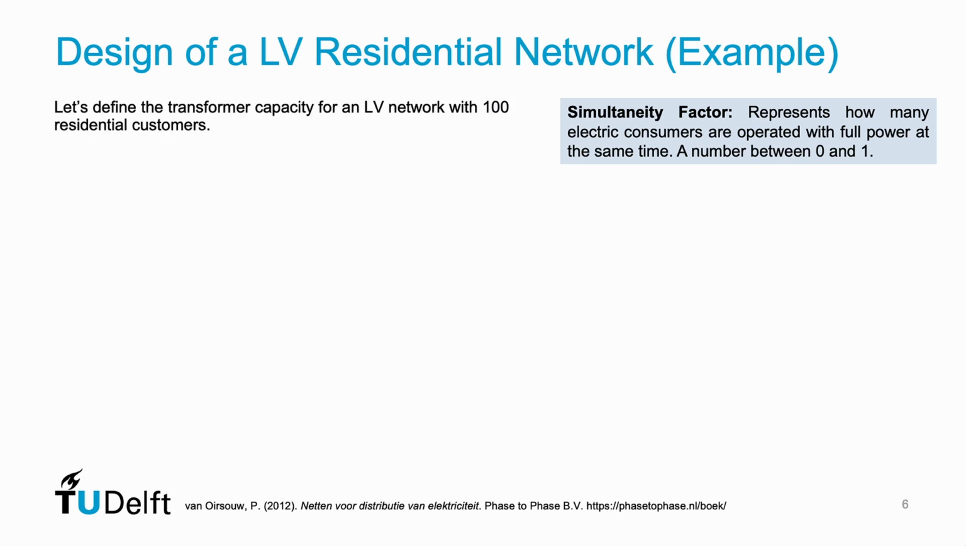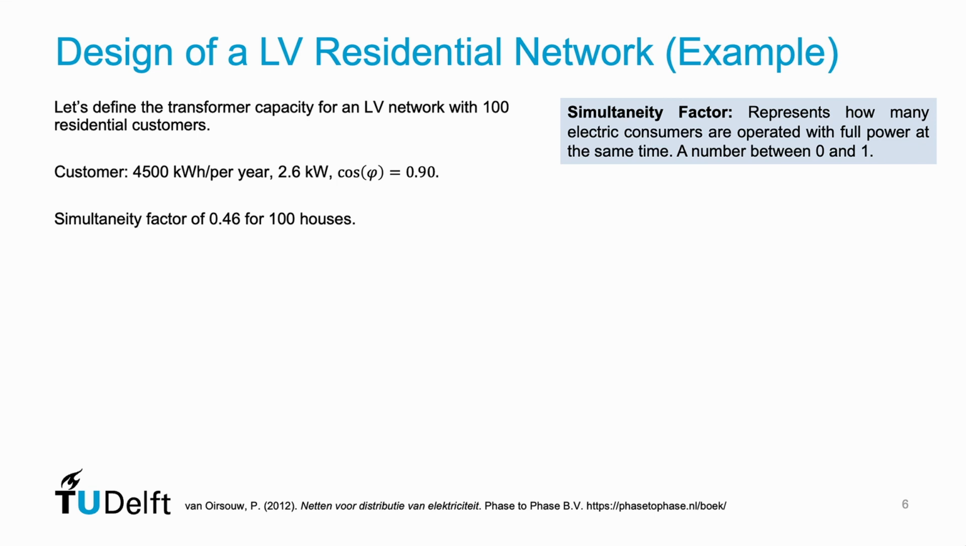Let's define the transformer capacity for a low-voltage network with 100 residential customers. Let's assume that each customer uses 4,500 kWh per year, and we assume a peak power of 2.6 kilowatts and a power factor of 0.90. Let's also assume a simultaneity factor of 0.46 for 100 houses. Finally, as a design criteria, let's assume that the demand increases 1% annually and that we are planning for the next 30 years and include a 10% safety margin.